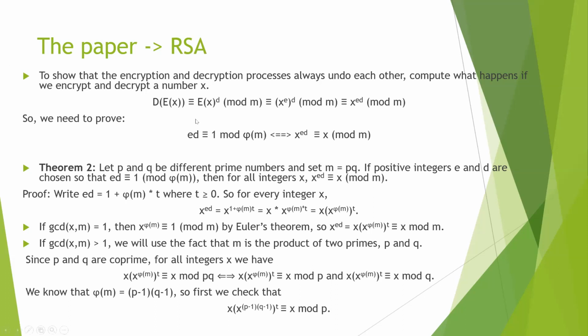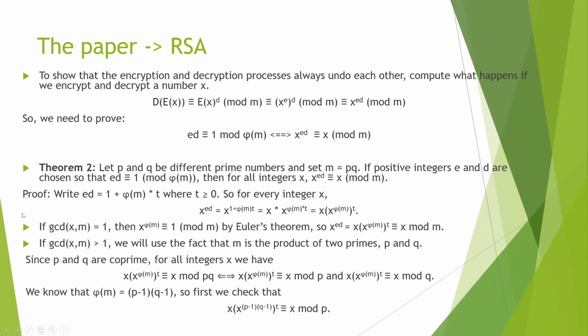We have to find d of e of x. Just compute it absent-mindedly. You get that this is equal to x to the ed mod m. And all we know is that ed is congruent to 1 mod phi m. This is what we need to prove: if ed is congruent to 1 mod phi m, then x to the ed is congruent to x mod m. As you can see, x to the ed is d of e of x, and that needs to be congruent to x mod m.